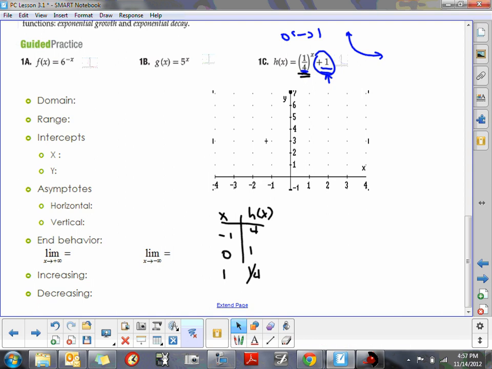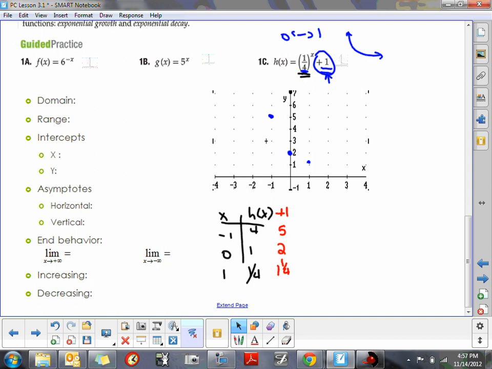Now, that's not the only thing we have to do. We have to add a 1, so as soon as we add a 1, it's going to vertically shift everything up. So it's going to become a 5, a 2, and a 1 1/4. Those are the ordered pairs that we're going to graph. So the ordered pair -1, 5, so -1 and up 5. Our ordered pair is 0, 2. Our ordered pair 1, 1 1/4, so 1 and then 1 1/4. It's going to be right around in there.